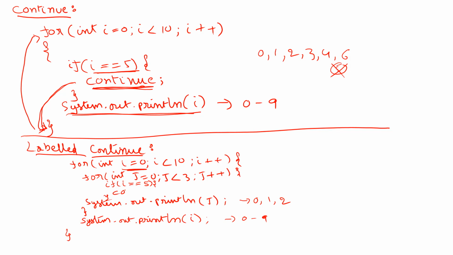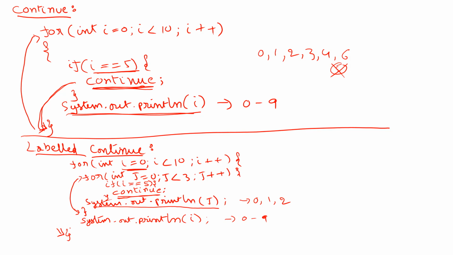If I use a continue statement here, it goes to the end of the innermost loop. That means it goes here and comes back again here. That means it won't print the value of j when the value of i becomes 5. But I would like to go to the end of the outermost loop. So I would like to come out here. For that I have to use a labeled continue statement.